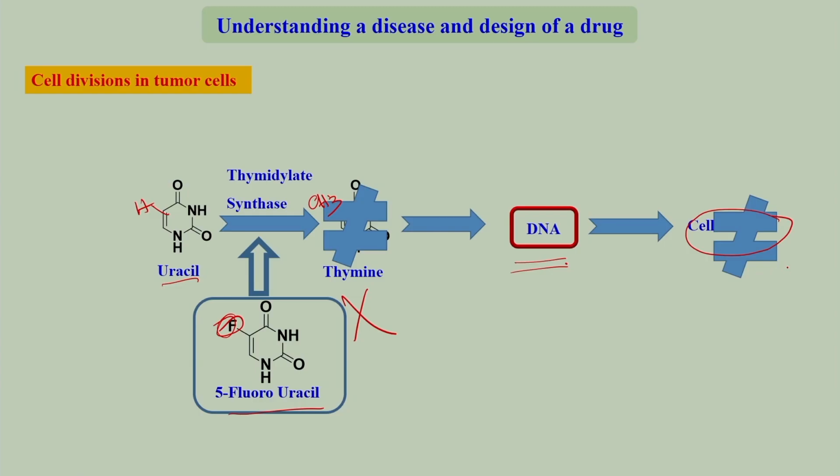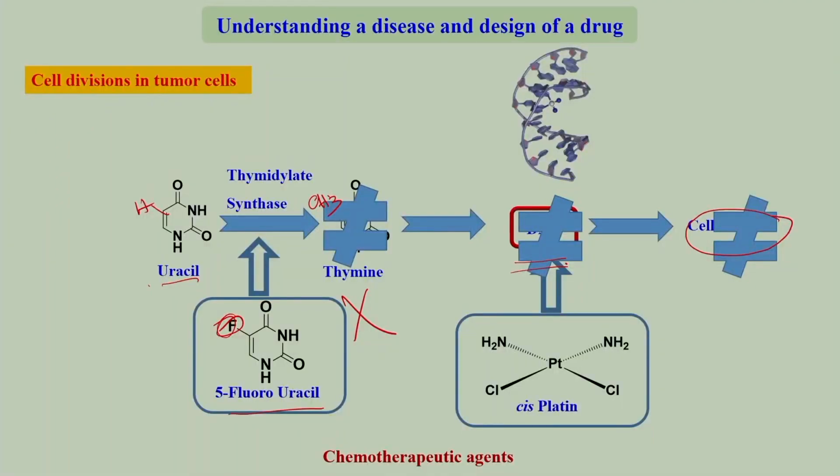So, that is how this molecule was developed, that you can develop a new molecule which will interfere with the biological reaction. We call them inhibitors. So, that is one way. A second way is, the uracil to thymine transformation happens fine. We do not do anything here. The next one is the synthesis of DNA from the thymine.